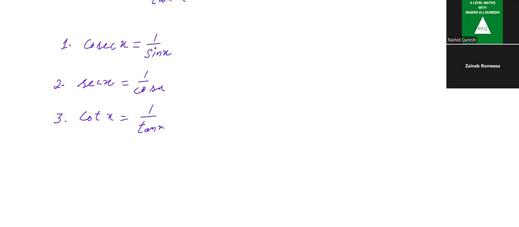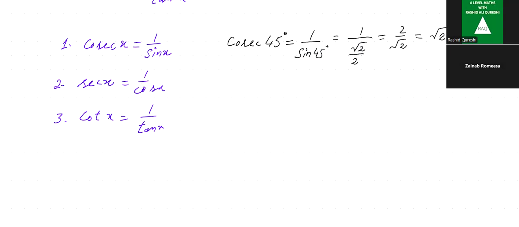Suppose I have to find cosecant of 45 degrees. That will be equal to 1 over sine of 45 degrees. Sine of 45 degrees is root 2 by 2. When you take the reciprocal, you have 2 by root 2, and your calculator gives you the answer root 2. Remember that in your calculator, there is no button for cosecant.